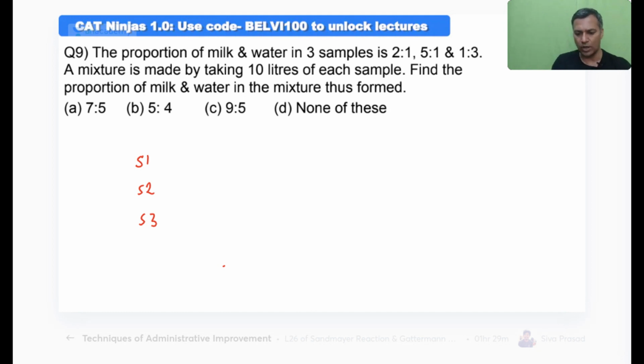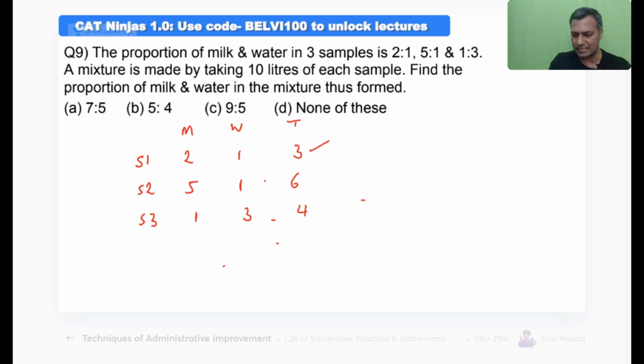There is a sample 1, sample 2, and sample 3. There is milk and water, and of course there is a total. Milk is 2 portions, water is 1 portion, total is 3 portions. Add them up. There is always a total, right? 5 portions, 1 portion, 6 portions. 1 portion, 3 portions, 4 portions.